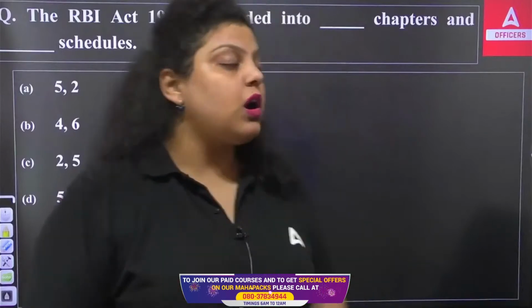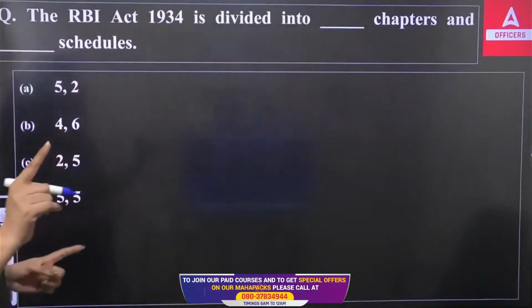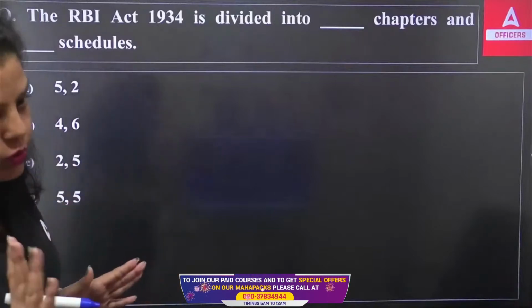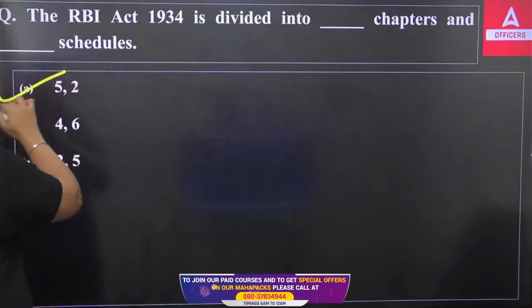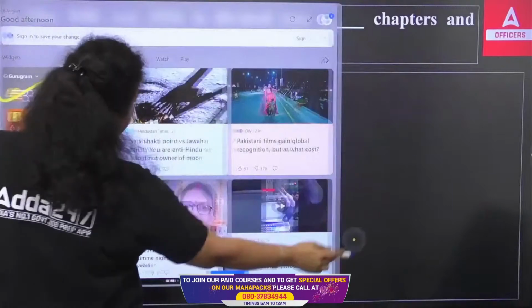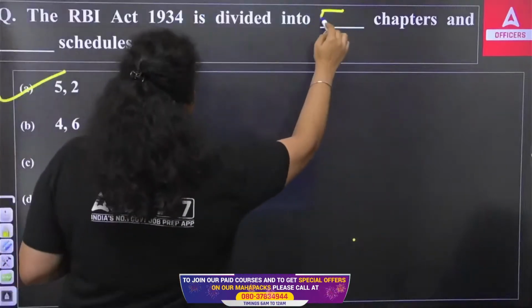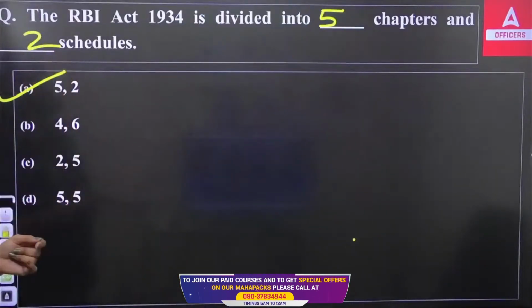So here, if we talk about RBI, it has two schedules, that is Schedule 1 and Schedule 2. But when it comes to chapters, it has 5 chapters. So the right answer will be: the RBI Act has 5 chapters and 2 schedules.